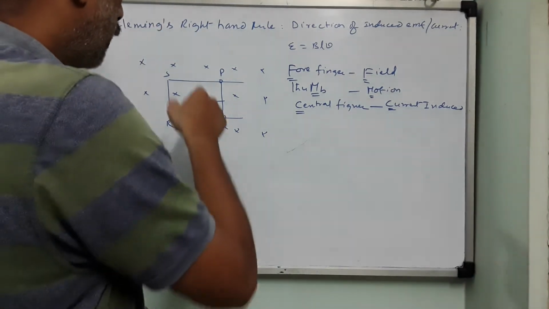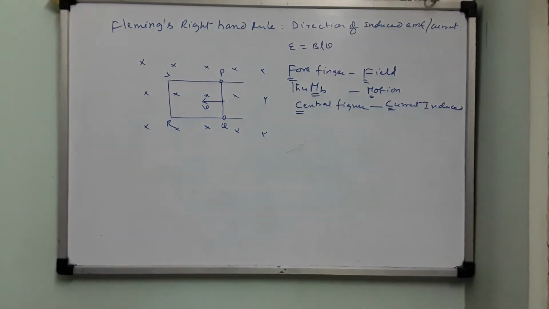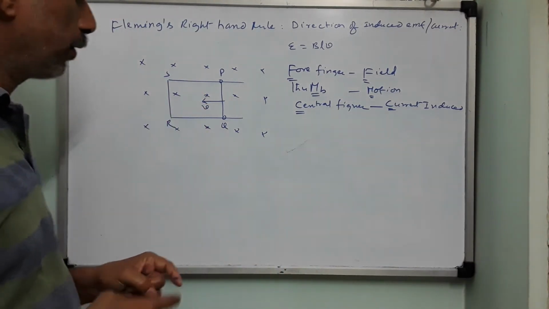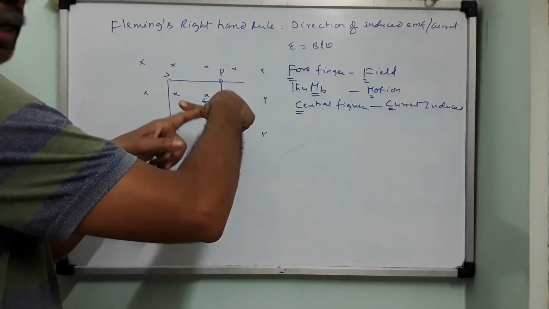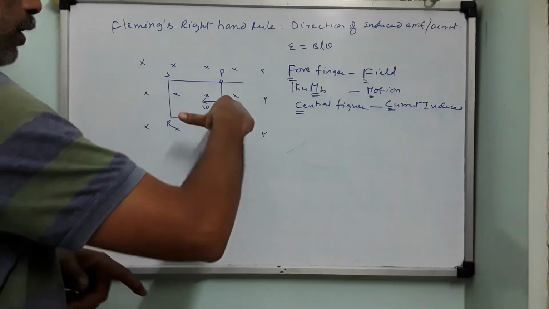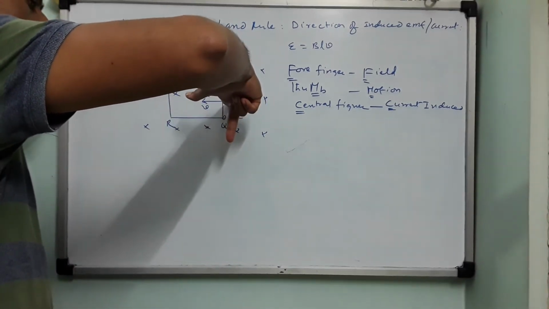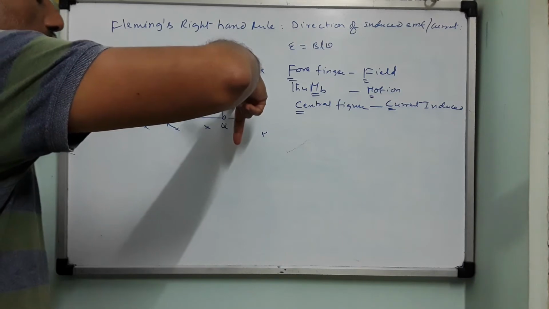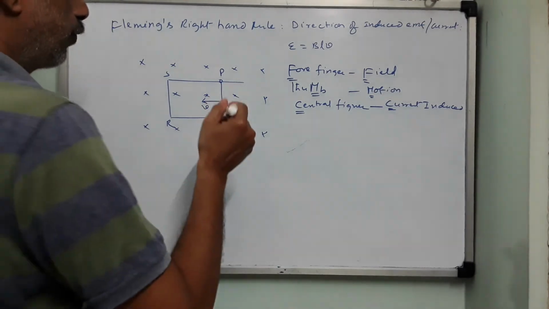So using this, we try to give the direction of induced current in this rod. Now the field is pointing into the plane of the board, so the forefinger points in the direction of field. The thumb should show the direction of motion of the conductor. The conductor is moving towards the left, so the thumb should also point towards the left. Then the central finger is the direction of induced current. So according to Fleming's right hand rule, the current should flow in the conductor PQ from end P to end Q downwards. So this is the direction of current.